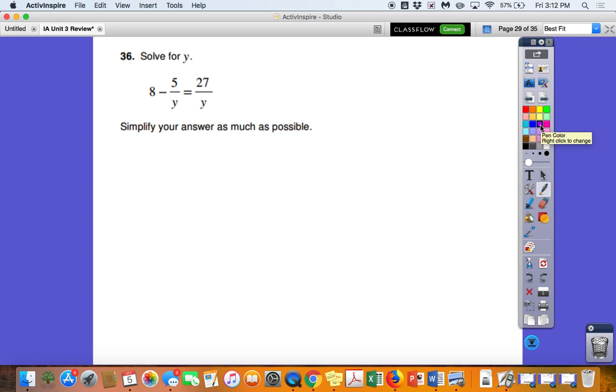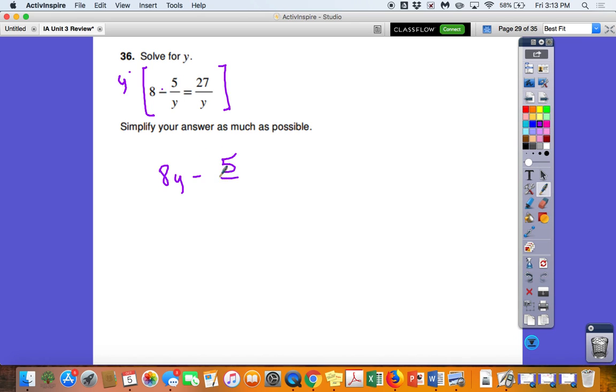Okay, we got more fractions. We have more denominators, but they happen to be the same. So we're going to multiply everybody by our least common denominator, which is y. So let's just distribute a y times everybody. So y times 8 is 8y, and then I'm going to do 5 over y times, oops, that looks like a 4, my bad.